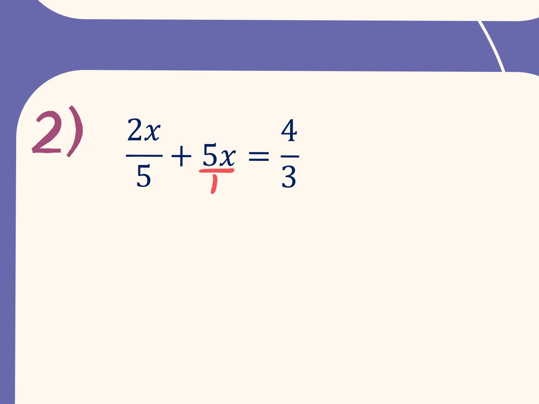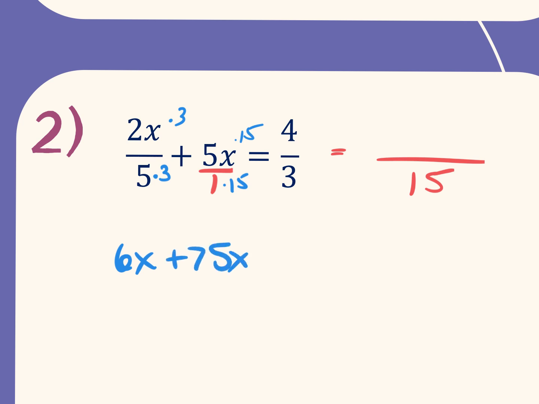Our common denominator is going to be 15, yeah? So let's look at this. How would I make 5 into a 15? I'd multiply by 3. So what you do to the bottom, you do to the top. So that gives me 6x. How do I make 1 into 15? Multiply by 15. What you do to the bottom, you do to the top. So what's 5 times 15? 75, okay.